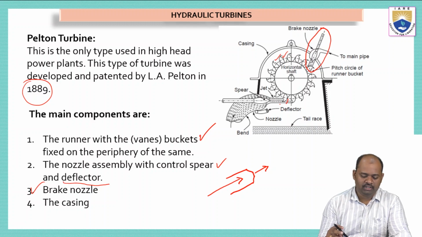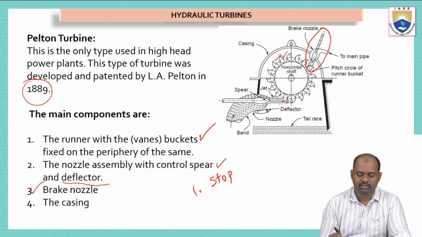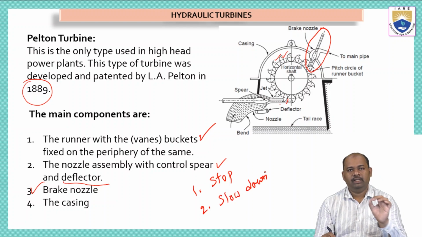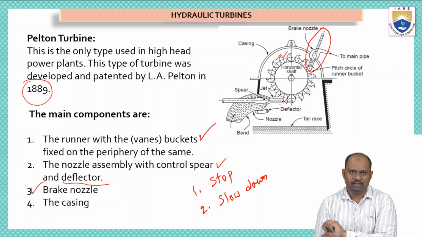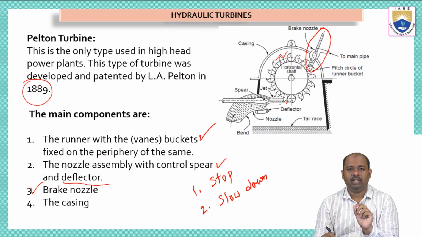Okay. So the function of this brake nozzle is simple. There are two functions. First one is it can stop the turbine to rest position, and it can slow down the turbine. So we know that this turbine is connected to a generator. Generator requires a rated RPM. So in order to get the rated RPM, this turbine has to rotate at a particular speed.